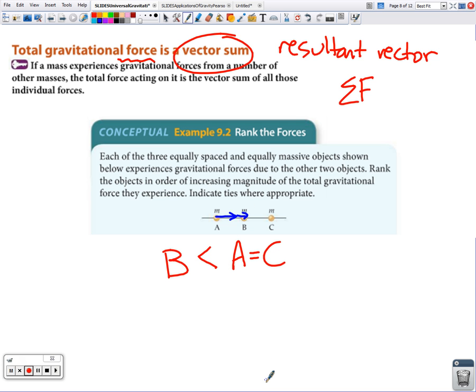A also experiences a force from C. Any two objects experience gravitational force between them. It doesn't matter if something is in between them, they'll still feel that force. I feel a force from you, but I also feel a force from Rachel if she's behind you. Those are two separate forces. But B's force is greater than C's force. Why? Closer.